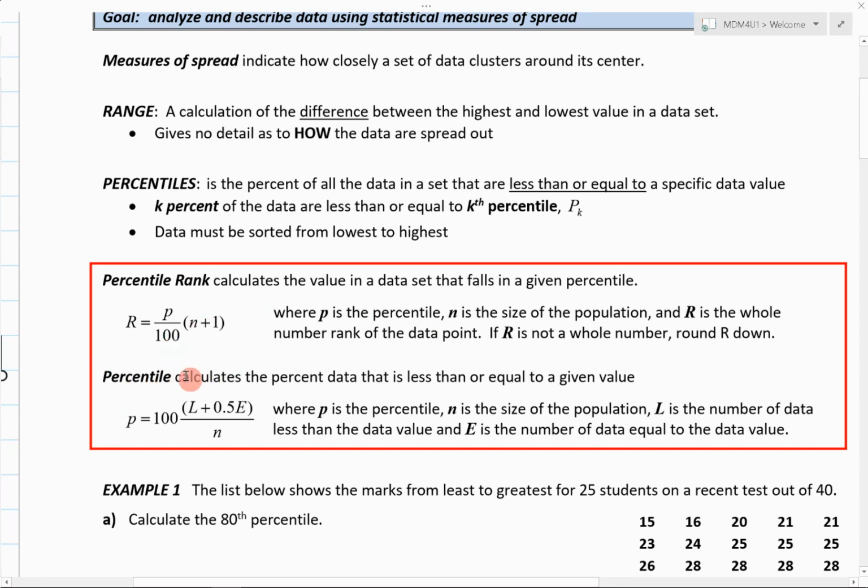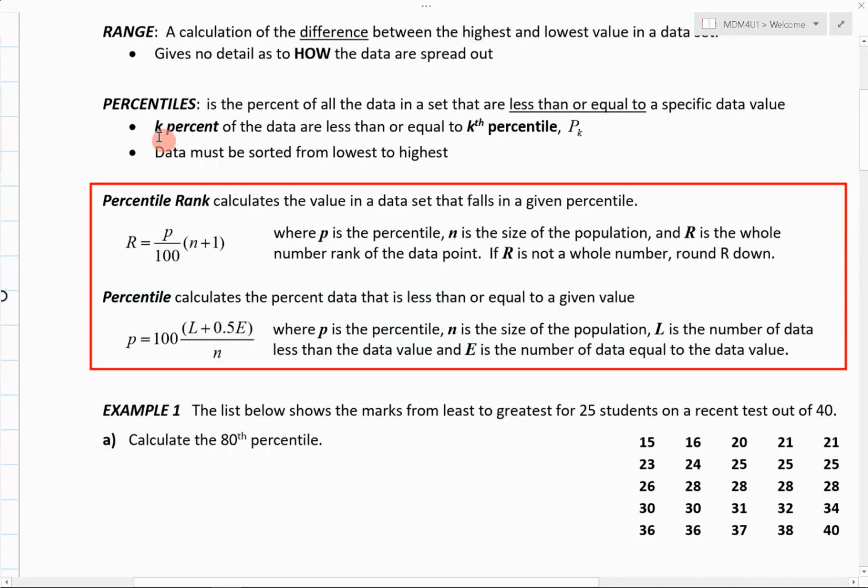Percentiles calculate the percent of data that is less than or equal to a given value. So if I'm looking for a percentile, again N is the size of the population. L is the number of data less than the data value. Let's say, what is the percentile of the number 54 in your data set? Then you look at all the numbers left of 54, that would be your L. And you count all the numbers that are exactly 54, that would be your E. That's in the case where 54, or whatever number you're dealing with, repeats. Okay, so let's look at some examples on how to apply percentiles.